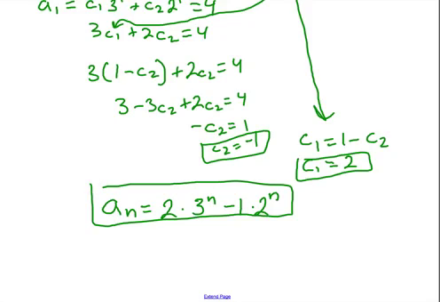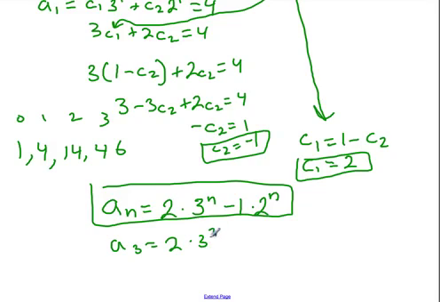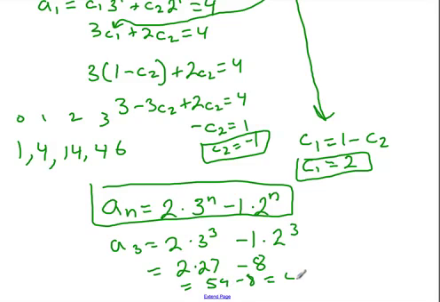We can check it. We know that our sequence goes 1, 4, 14, 46. So let's try it when n equals 3. Okay, so a sub 3 is going to be 2 times 3 to the power of 3 minus 1 times 2 to the power of 3, which equals 2 times 27 minus 8. Now 2 times 27 is 54. 54 minus 8 does give us 46, which is exactly our third term, so it works.